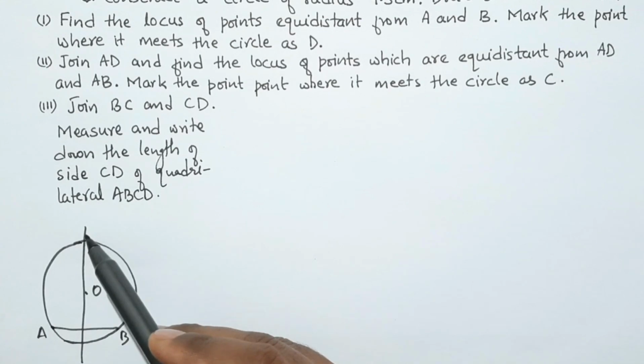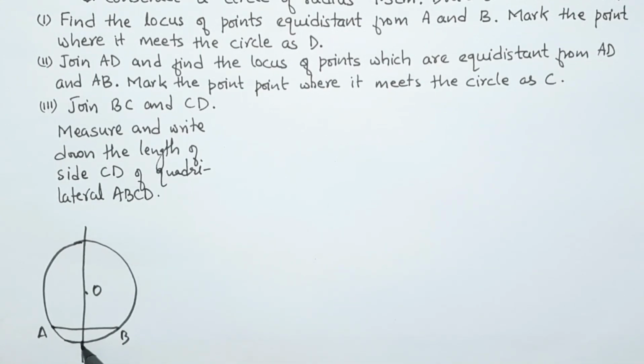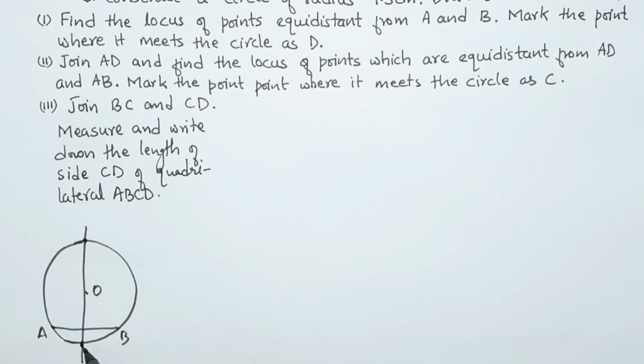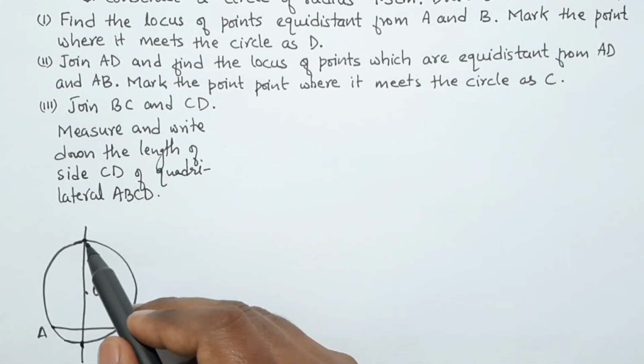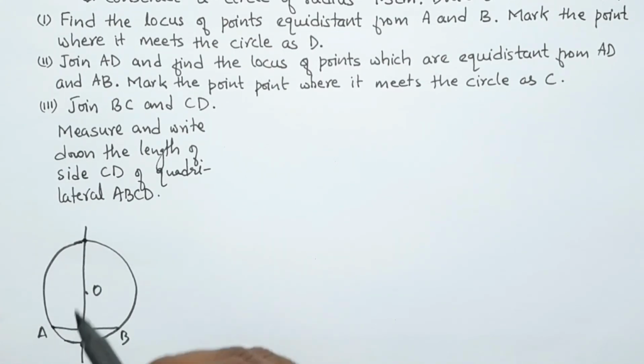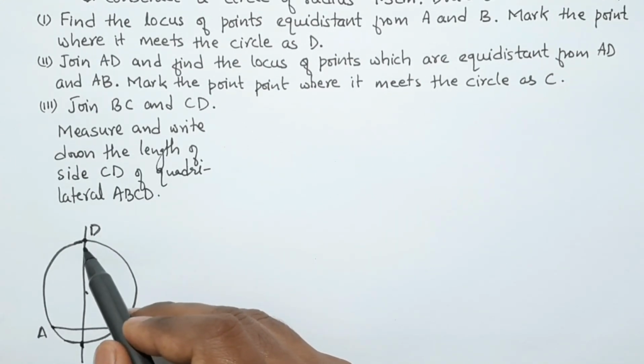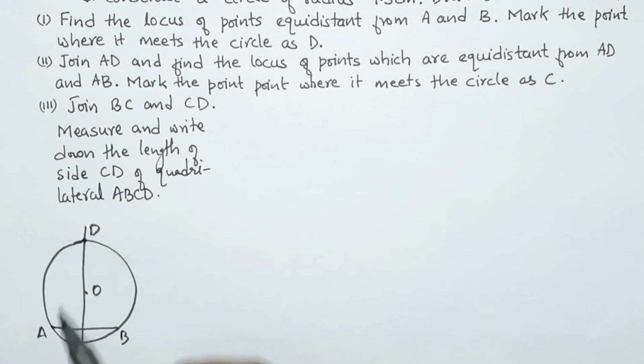Okay, that means this perpendicular meets the circle here also, here also. You can either mark this as point D or this as point D, but I suggest to mark point D on the major side, the major arc, so it will make our construction easier.